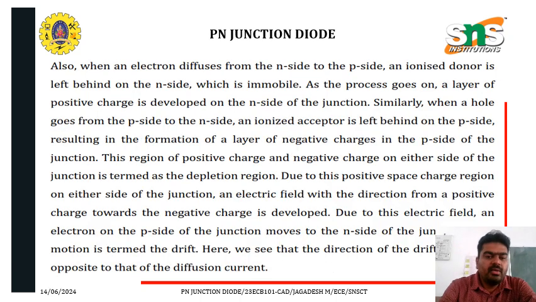Also, when an electron diffuses from the N side to the P side, an ionized donor is left behind on the N side, which is immobile. As the process goes on, a layer of positive charge is developed on the N side of the junction. Similarly, when a hole goes from the P side to the N side, an ionized acceptor is left behind on the P side, resulting in the formation of a layer of negative charge on the P side of the junction. This region of positive charge and negative charge on either side of the junction is termed the depletion region.